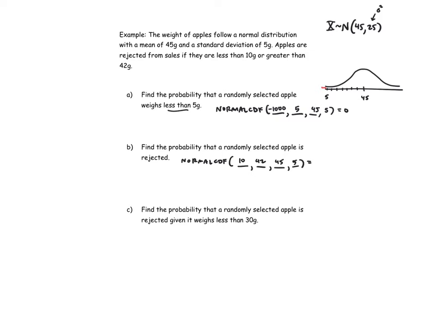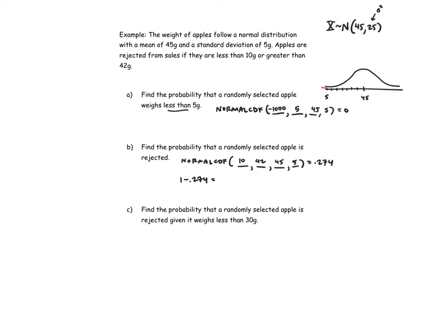We'll do a CDF. We'll go from 10 to 42. Same mean, same standard deviation. And it looks like the probability that a randomly selected apple is rejected, well actually, let's see what we get here. We get 0.274. No, I told a lie. This is the probability that an apple is not rejected. So sad apple. Lots of these apples are getting rejected.